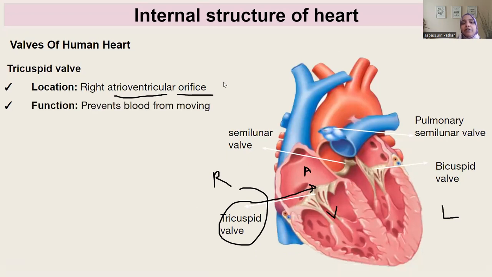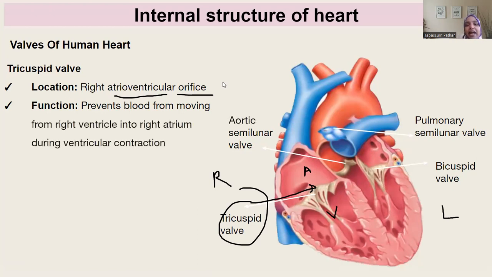Its function is to prevent blood from moving backward, from the right ventricle to the right atrium during ventricular contraction. As we know, the superior vena cava brings deoxygenated blood into the auricle. The auricle empties the blood into the ventricle. The ventricle will now give it to the pulmonary trunk. When the ventricle sends blood in the upward direction, the blood should not flow back into the auricle, rather it should go into the pulmonary trunk.